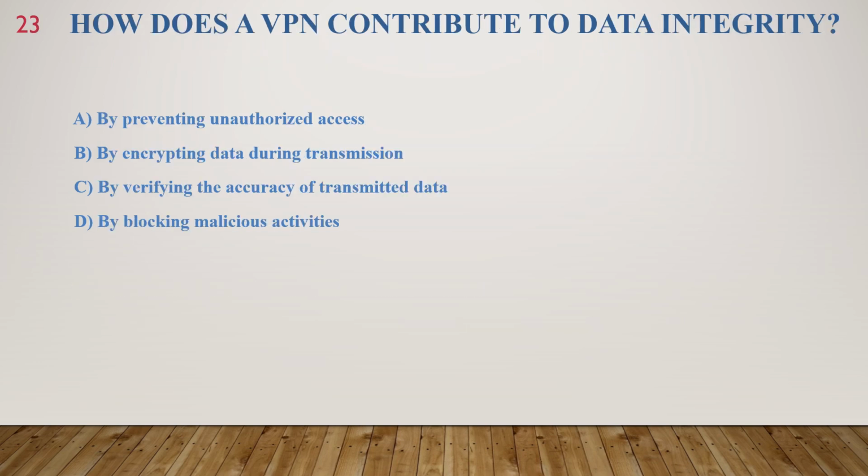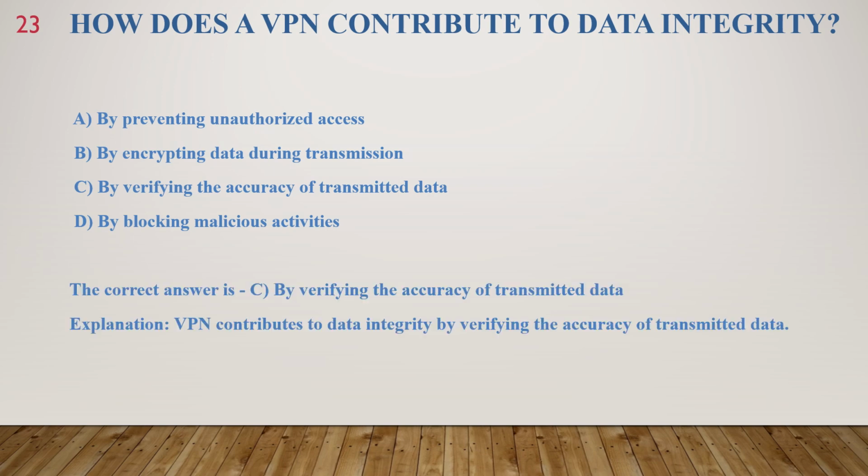Question number 23. How does a VPN contribute to data integrity? A. By preventing unauthorized access. B. By encrypting data during transmission. C. By verifying the accuracy of transmitted data. D. By blocking malicious activities. The primary way a VPN contributes to data integrity is C. By verifying the accuracy of transmitted data.